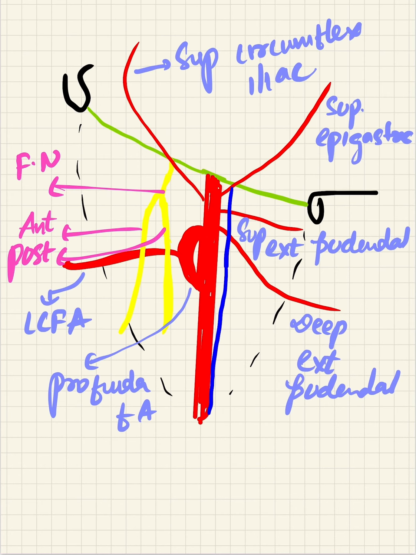This femoral artery is present lateral to the femoral vein, and at the apex it is present anterior to the femoral vein. So in the femoral triangle, it will be giving three superficial branches and two deep branches. The three superficial branches, namely superficial epigastric, superficial external pudendal, superficial circumflex iliac, and the deep branches, namely deep external pudendal and profunda femoris artery.